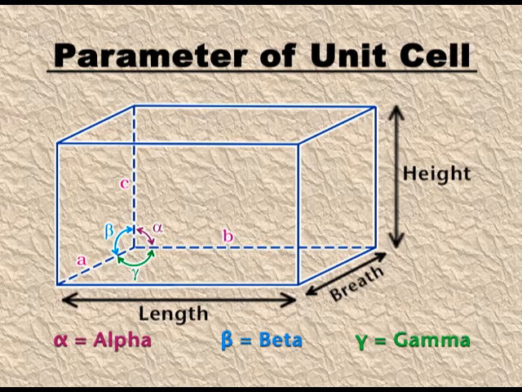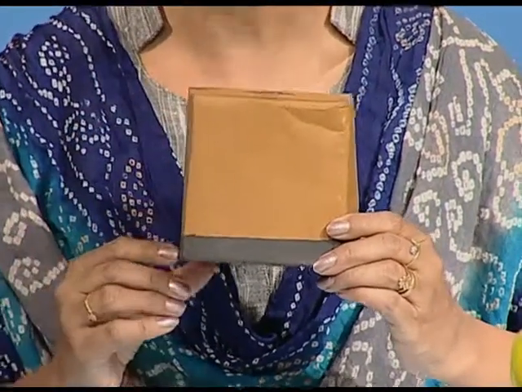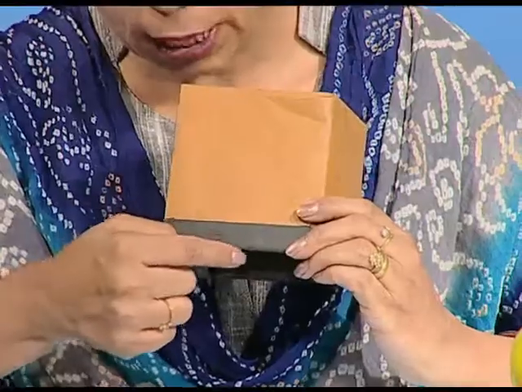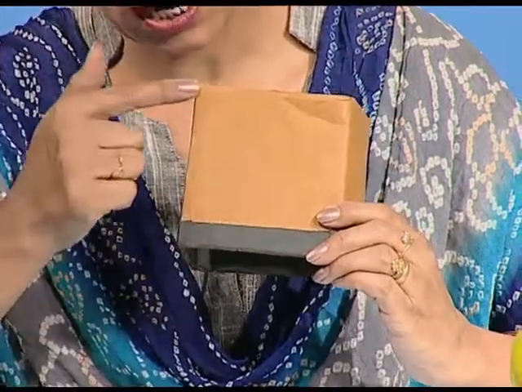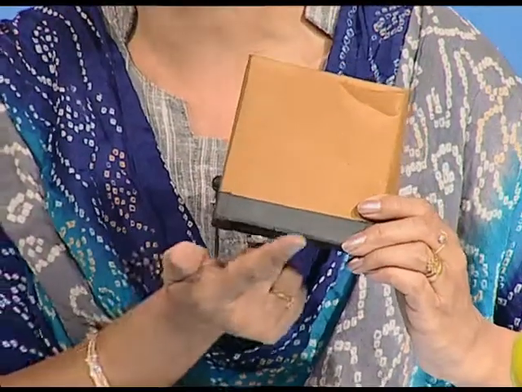To define any unit cell, we have to know the lengths of these 3 edges and the angles between these 3 edges. Let's see the 3 dimensions: the length, breadth and height. We must know this length, breadth and height to define a unit cell. And other than this, we must know the 3 angles, that is alpha, beta and gamma. The angle between this edge and this, the angle between this height and this length, and the angle between these 2 edges. These 3 angles must also be defined to define a unit cell.